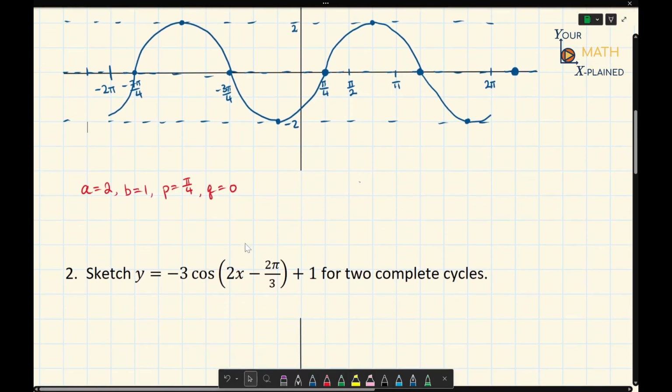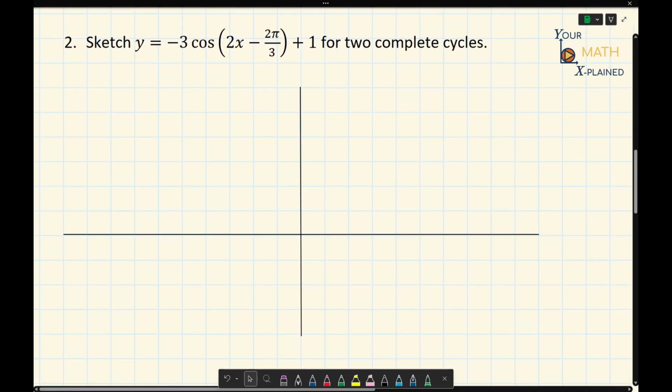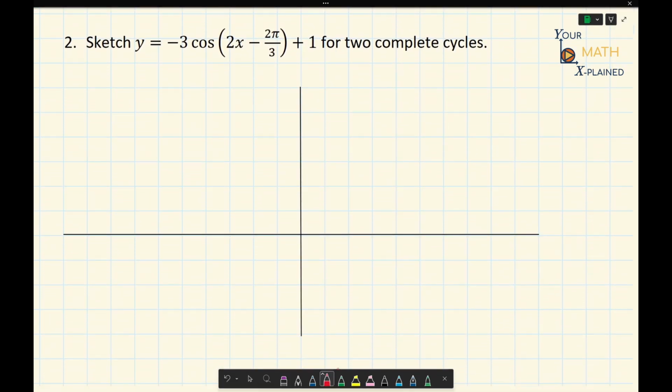For our second example, we're going to sketch this transformed cosine function. So we're going to start the same way. We'll write down our a value, which is negative 3, our b value, which is 2, our p value. So notice how we need to get this in the general form first, which means we need to factor out the 2. So this would be negative 3 times cosine of 2 times x minus pi over 3 plus 1. So then our p value here is pi over 3, and our q value here is 1.